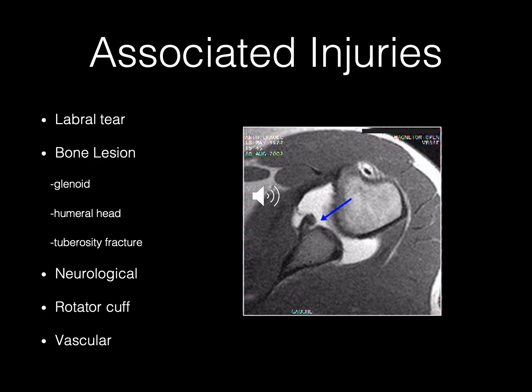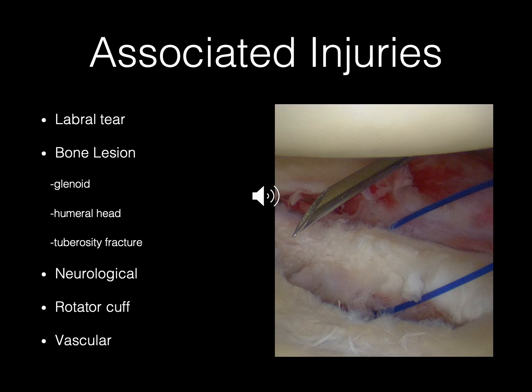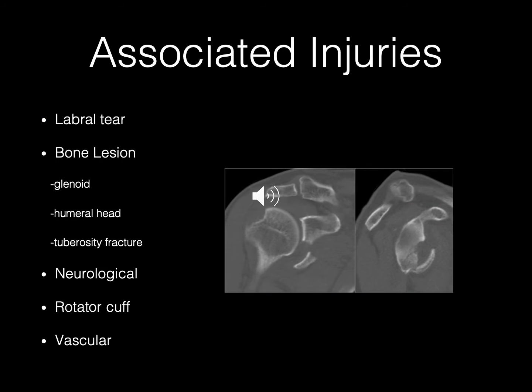Here we see a bony Bankart lesion on MRI arthrogram. This is the same lesion seen at arthrography. The needle is pointing towards the small bony fragment. Here is a more complex glenoid rim fracture with associated large Hill-Sachs lesion.